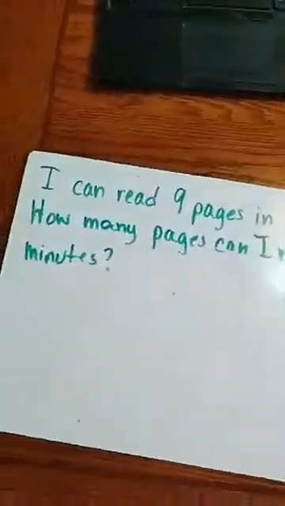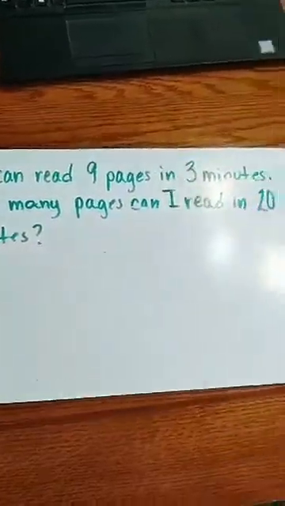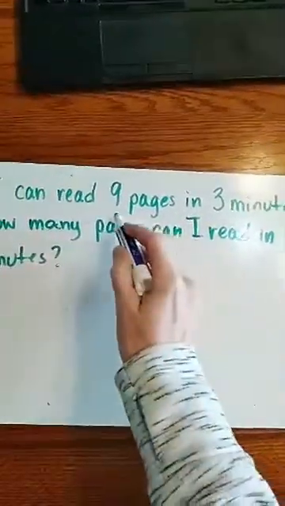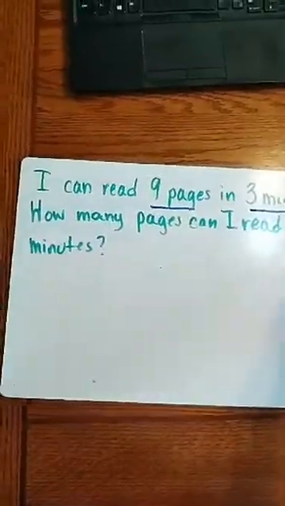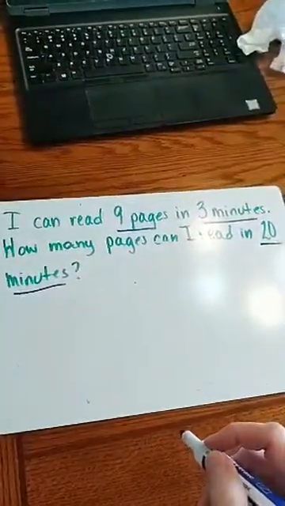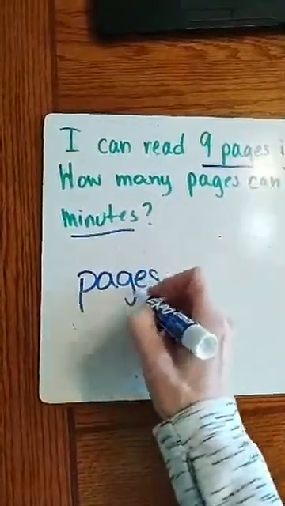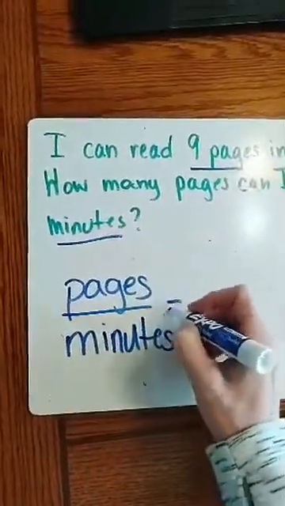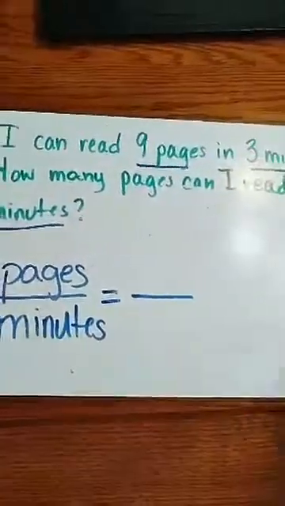Here's my problem. I can read 9 pages in 3 minutes. How many pages can I read in 20 minutes? I'm going to look again for my information here, and I know I have 9 pages, 3 minutes. Those go together. I have 20 minutes. Let's set up our words first. My two words I have are pages and minutes. Now that I have these words, it should be easy to set up our ratios, because anything with pages is going up here, anything with minutes is going down here.